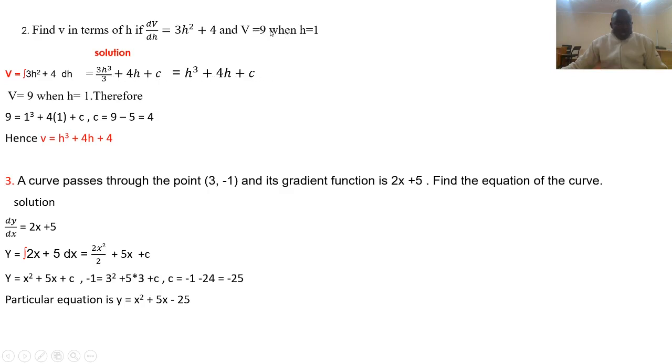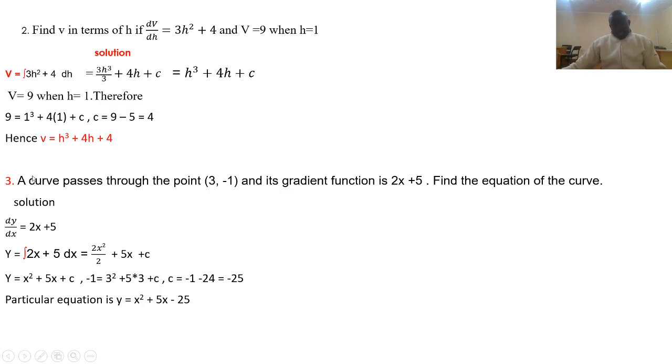And we are told v is 9 when h is 1. So wherever we have a v, we say 9, and h is 1. So 9 equals 1 cubed plus 4 times 1 plus c, so that we find the value of c. This is 1 plus 4, which is 5. So that means my c becomes 9 minus 5, which is equal to 4. My c equals 4. And therefore, the particular equation is v equals h cubed plus 4h plus 4. So we substitute 4 for the c here to get the particular equation.